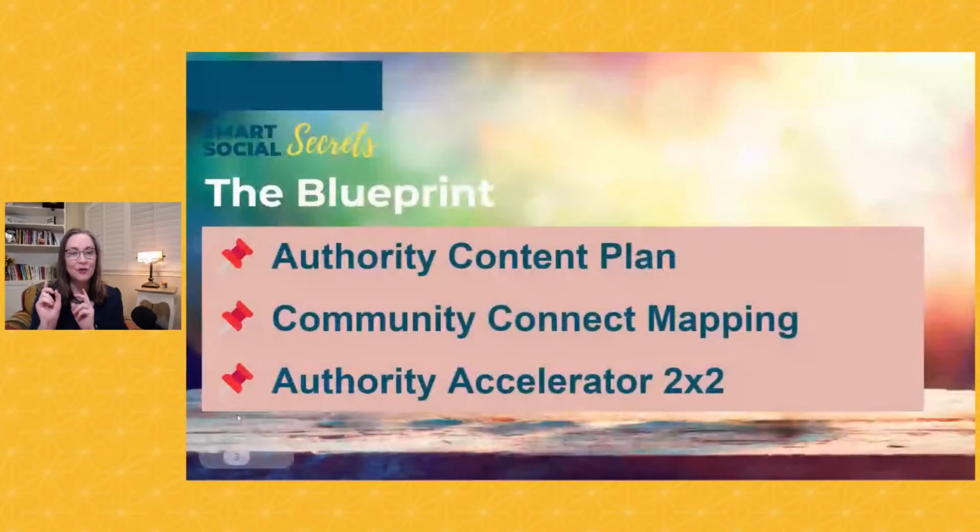So cool. That being said, I'm going to jump right into what we're going to go over today so you understand what we're going to be doing. We're going to do the Authority Content Plan and talk about what that is. The Community Connect mapping, which is a really important part of this process too. And the 3rd thing is what I call the Authority Accelerator, a 2x2 plan that takes maybe 15 or 20 minutes a day during the weekday. You can take the weekends off. It's just a really easy progress to make.